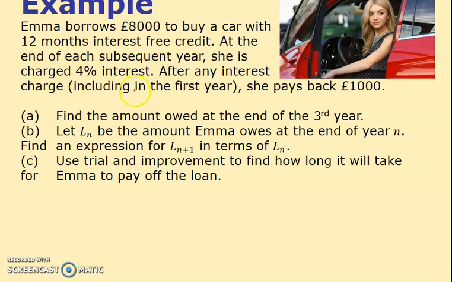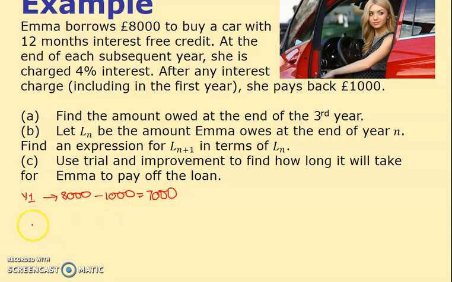And she's also paying back, it says, £1,000 every year, including the first year. How much does she owe at the end of the third year? Okay, so at the end of the third year, we've got year 1. At the end of year 1, well, she borrowed 8,000. There's no interest, so she pays back 1,000. She now owes 7,000. Easy.